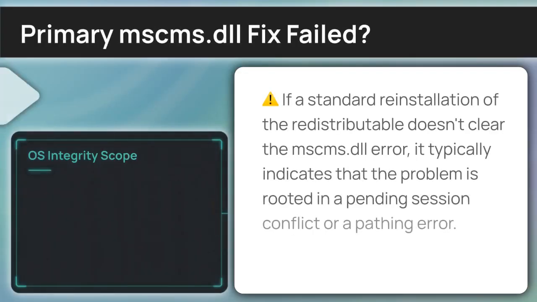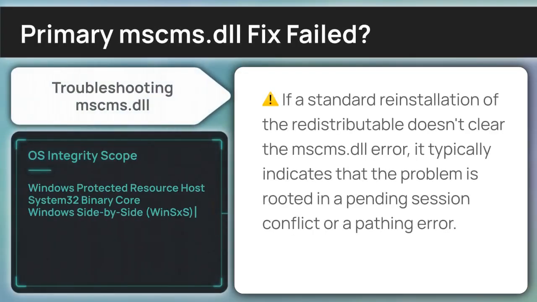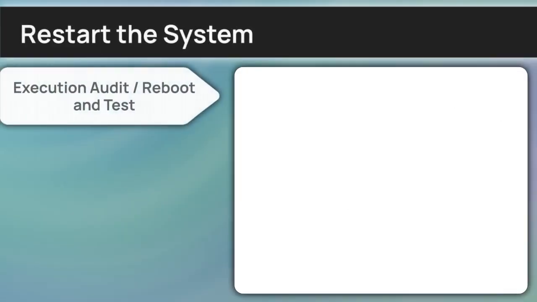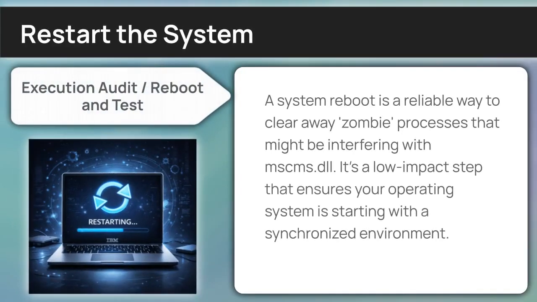If the redistributable repair didn't resolve the pop-up, the next logical step is to analyze the local environment for process conflicts. A simple restart can resolve file-in-use errors that mimic a missing Mscms library message. It's a low-effort step that ensures your operating system starts with a clean execution stack.